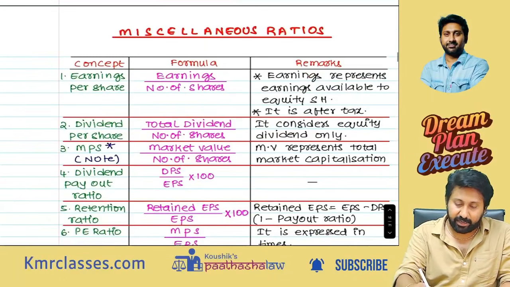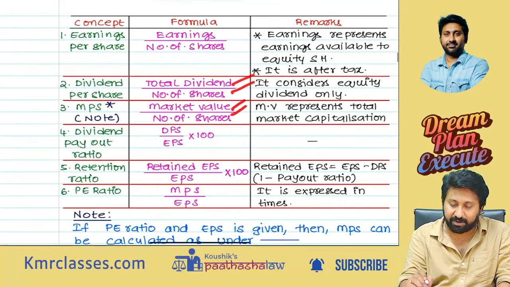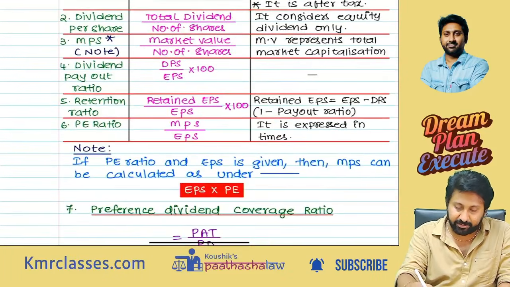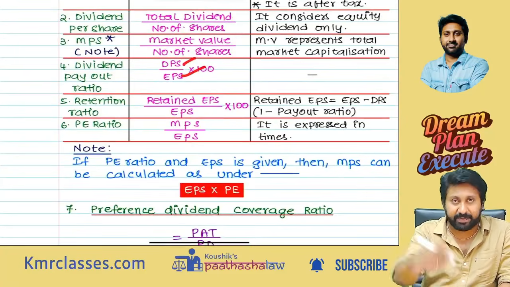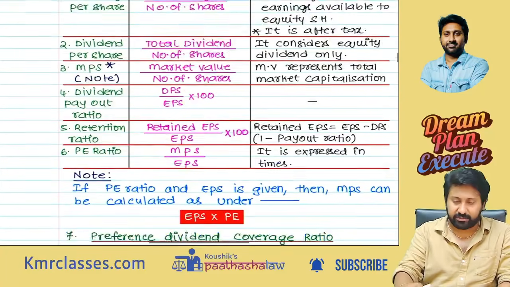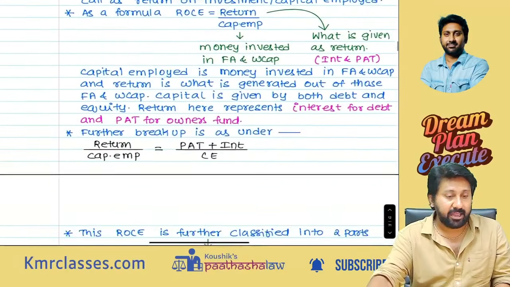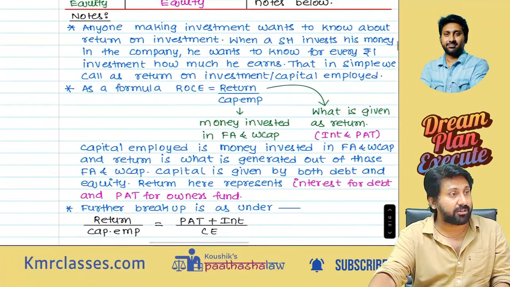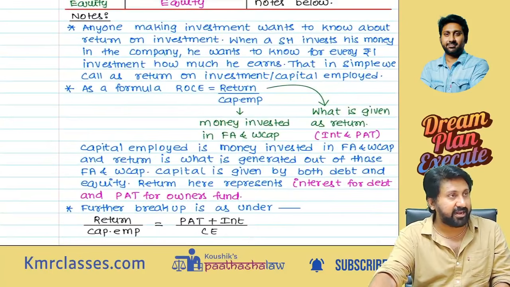Next, earnings per share: earnings by number of shares. Dividend per share: dividend by number of shares. MPS: market value by number of shares. Next, dividend payout ratio: DPS by EPS. Already I told all these formulas. That's it. With this, we completed a very, very quick revision on all the formulae applicable for CA Inter FM.